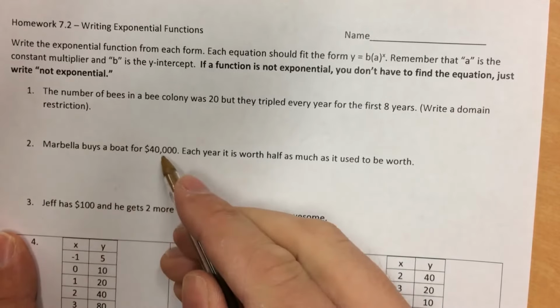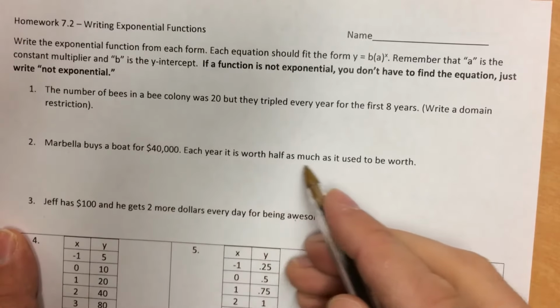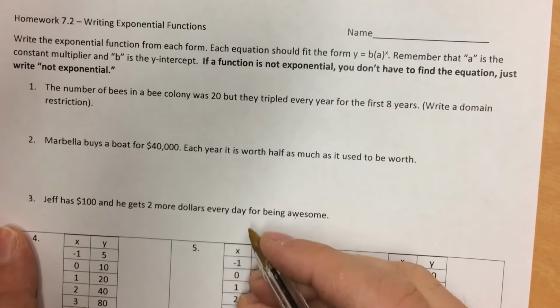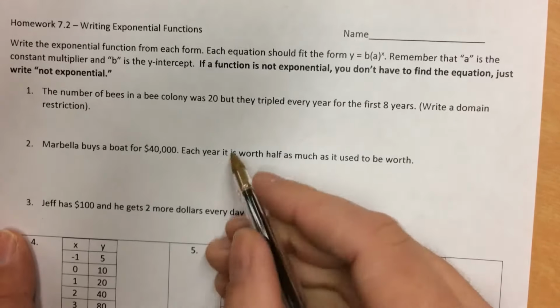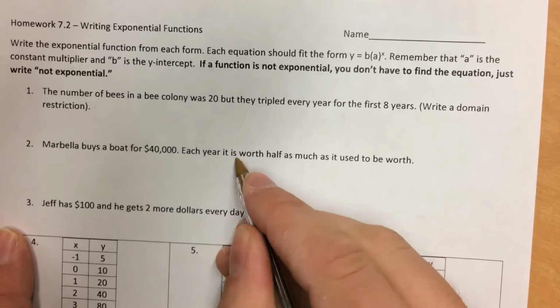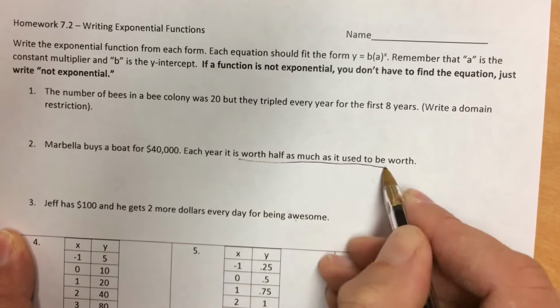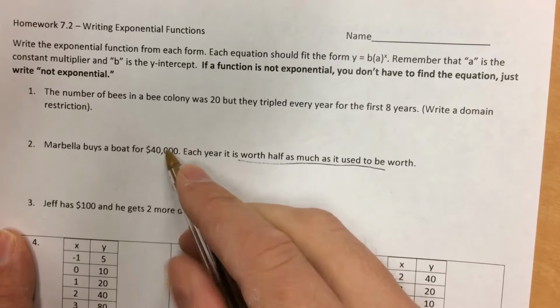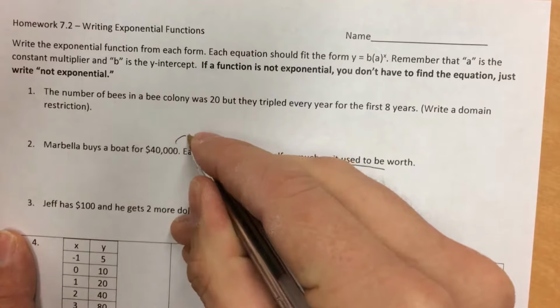Marbella buys a boat for $4,000. Each year it is worth half as much as it used to be worth. The first question is, is this exponential? Does it have a constant multiplier? Since it's worth half as much as it used to be each year, what we're doing is each year we're taking half of 40,000. So it's 40,000 times 1/2.